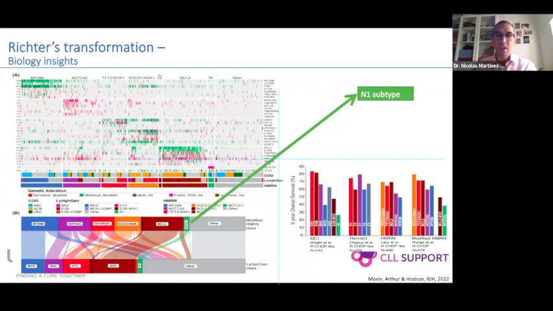And as you can see, the 5-year overall survival on the graph on the right-hand side of the slide, the bars in green are the ones that are the N1 or the Notch1 subgroup, and you can see the overall survival compared to the rest of the DLBCL cohorts is very poor, and that is consistent with what we see in Richter's. So it looks like we might have found a subgroup that might resemble Richter's here.